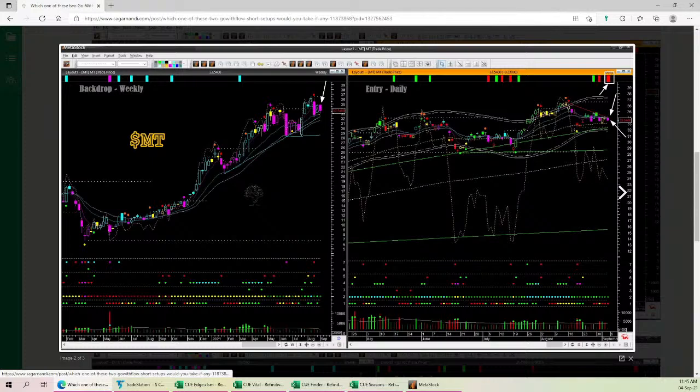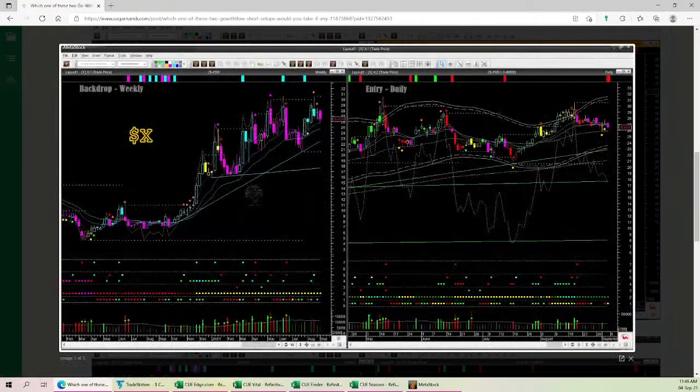Now I asked the question, which one would you short between MT and X? Suppose both of them closed just like when I shared the snapshots. Now keep this chart in mind, MT, and now let's go to X. Also a bearish backdrop, bearish flow, and a go with flow short setup. So both of them had a go with flow short setup. I asked the question, which one would you short if any?